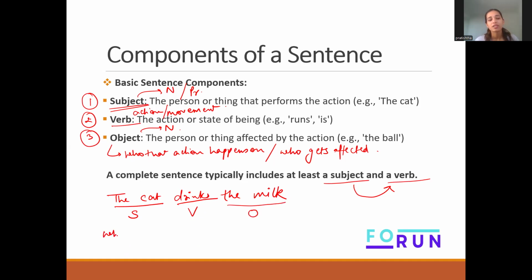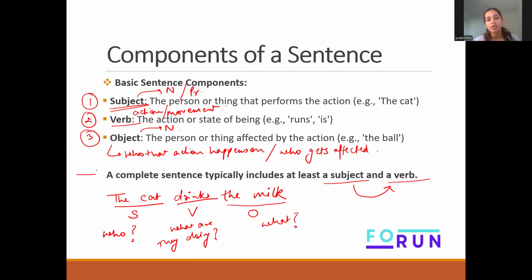So you need to ask yourself a few questions. Who? What is she doing? What are they doing? And if she's drinking, what? You need to ask these questions to be able to identify if it is a subject, a verb, or an object.